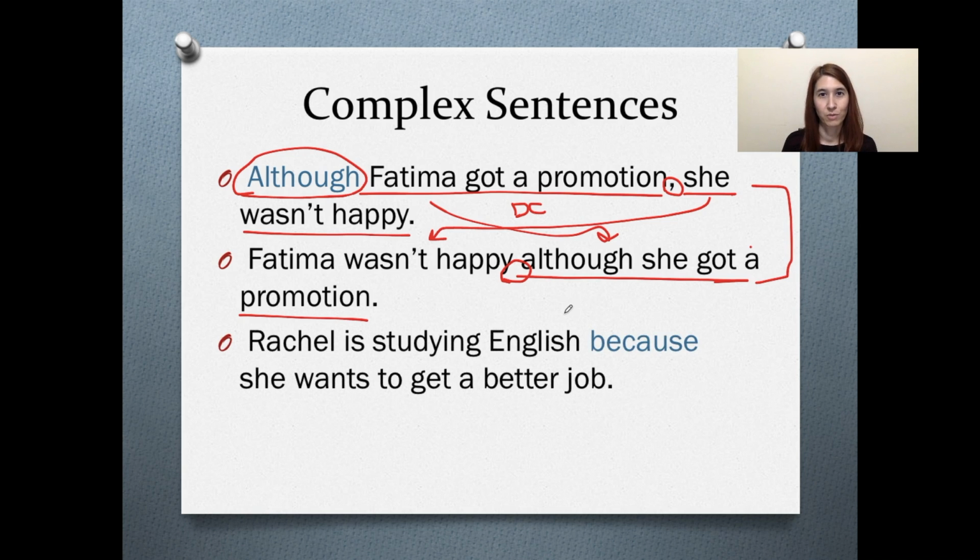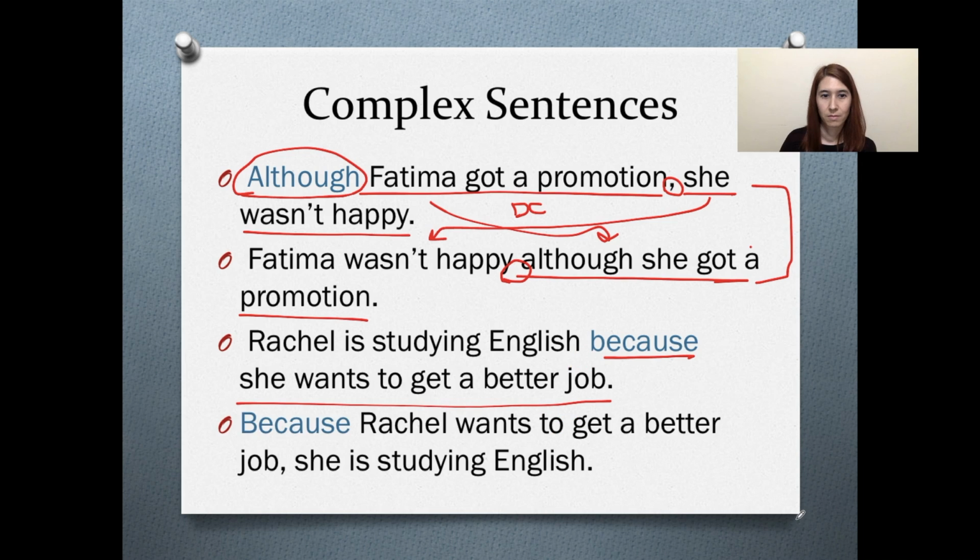You probably know how to use because. This is one of the most frequently used subordinating conjunctions. "Rachel is studying English because she wants to get a better job." One of the most common errors I see is a comma right here before because. But remember, you don't need a comma if the dependent clause comes last. So here, "because she wants to get a better job" is a dependent clause, so you don't need this comma here. No comma. "Because Rachel wants to get a better job, she is studying English."